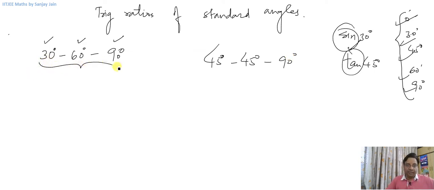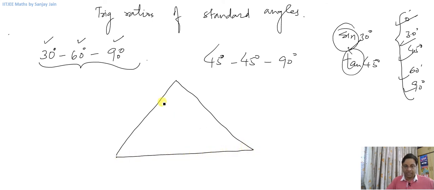So to find the 30, 60, 90 triangle, let me first draw an equilateral triangle. Let us say this is my equilateral triangle ABC. Each angle of an equilateral triangle is 60 degrees. So this angle is also 60 degrees, but I want you to draw an angular bisector of this angle, dividing it into two equal parts, that is 30 degrees each. So this part is 30 degrees, this part is also 30 degrees.